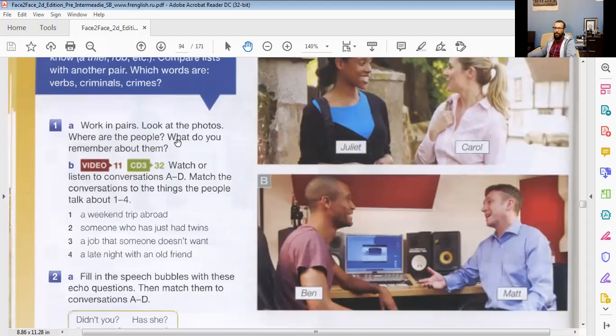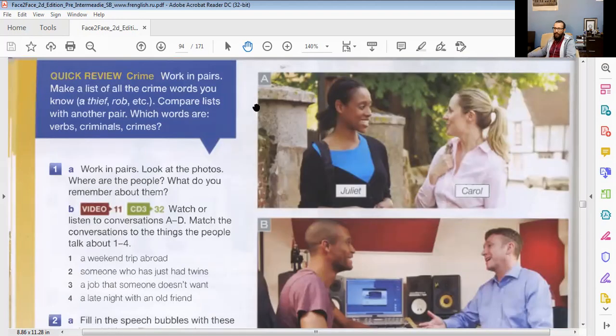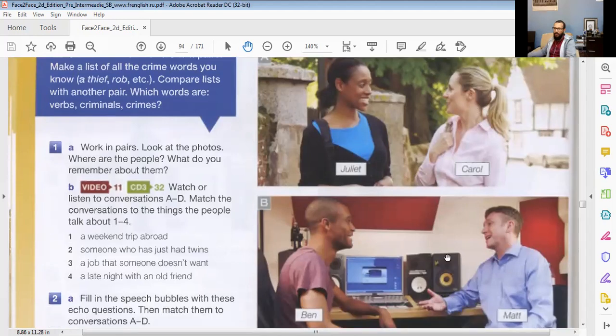Number 1, they want us to take a look at these people in the photos. I don't know if you remember them. We had a lesson about them. Do you remember? Carol, Juliet. What happened in the last lesson? The last time we talked about these people, what happened? Do you remember?